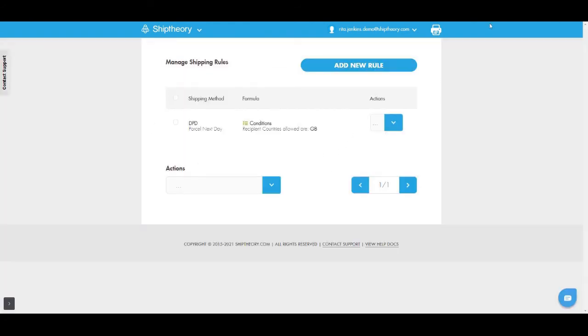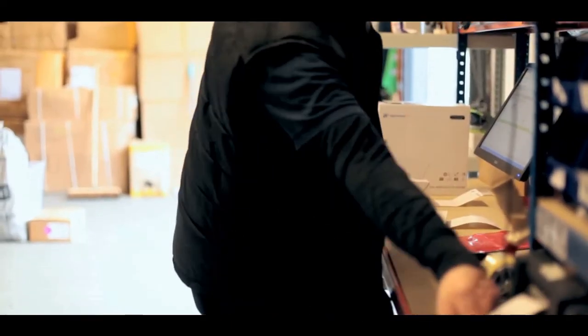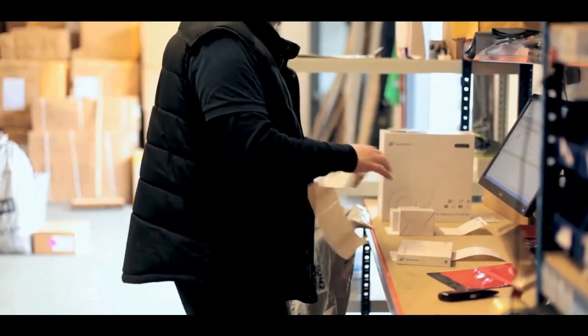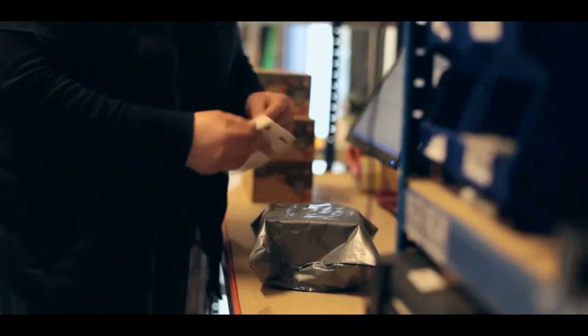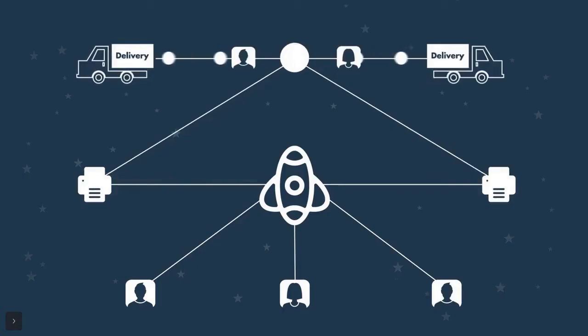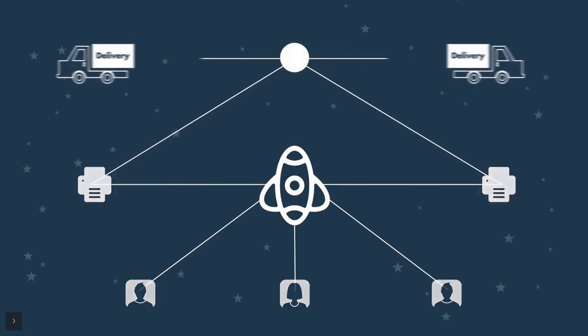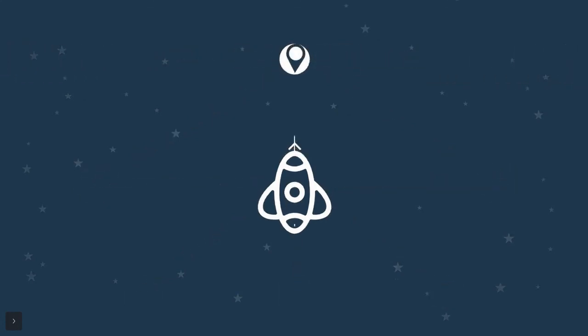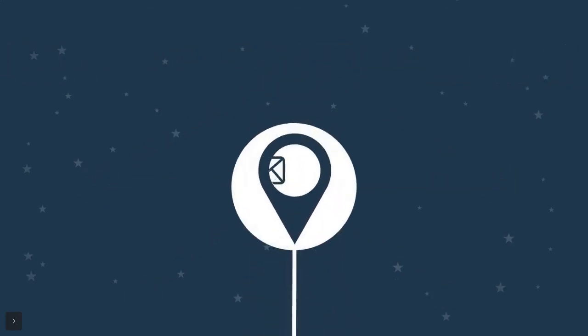Make sure you download the Shiptheory print client for your labels to print out automatically as well. This just runs in the background of your desktop, meaning as soon as your Wix orders that are marked as paid arrive into Shiptheory, they'll match up to a shipping rule, book in with the required carrier and service, automatically print out the label, and return the tracking number all within a matter of seconds.